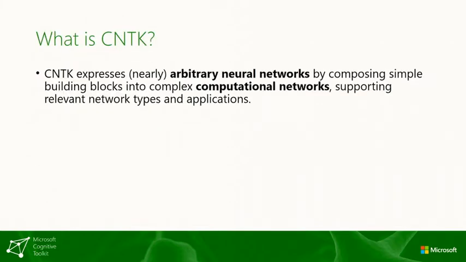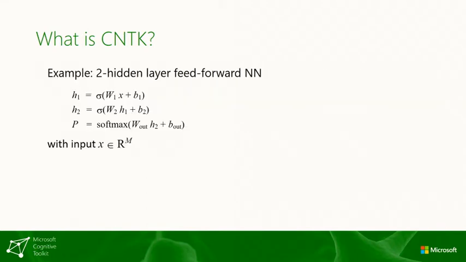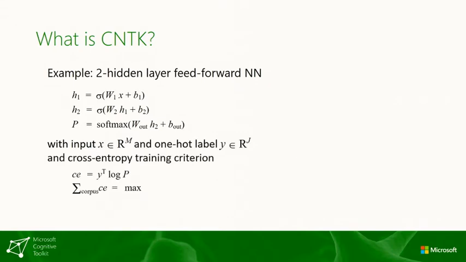CNTK expresses arbitrary networks by composing simple building blocks into a complex graph, and it supports all kinds of networks. As an example, let me start with this very simple two hidden layer neural network. It's a feed-forward network. It contains two linear layers with a sigmoid, and then at the end you have a softmax. That's the network. It's very, very simple. For those of you who have been playing with deep networks before, you know that you also need to define a loss function. Here we use a very standard cross-entropy training criterion, just y transpose log of the probability generated by softmax.